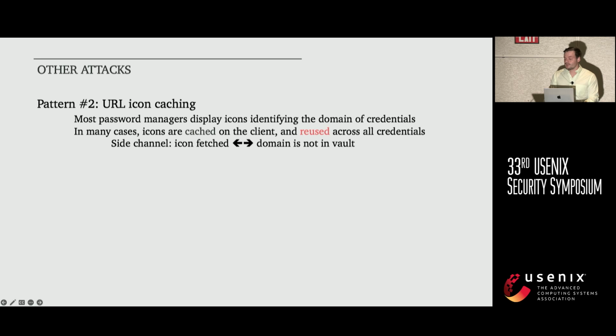So this presents another side channel to an adversary, where if they share a password for a particular domain with the victim, one of two things can happen. Either this triggers a network request to fetch the icon, meaning that that particular URL is not in the vault, or no new network request is triggered, implying that the icon was cached and reused by the client. So via that, they can determine whether the victim has accounts for specific URLs.